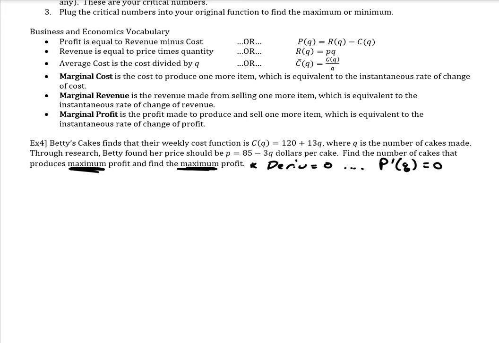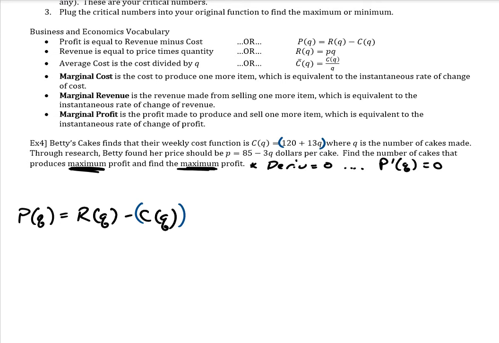Okay, and they use Q. Often they'll use X. X and Q are interchangeable, but let's stick with Q. So using this information, I know my profit function is equal to my revenue function minus the cost function. So we have our revenue minus cost, and they told us the cost function, so we can put that in at any time. So that will go right there.